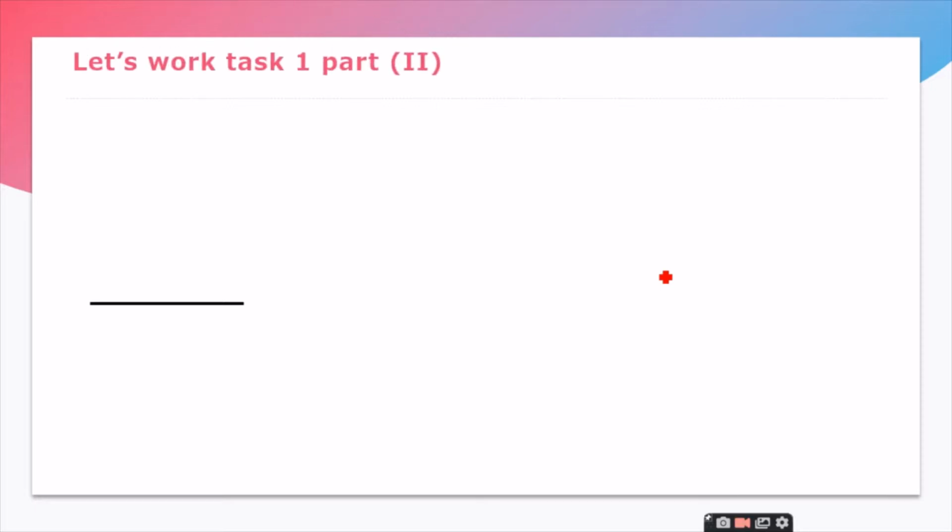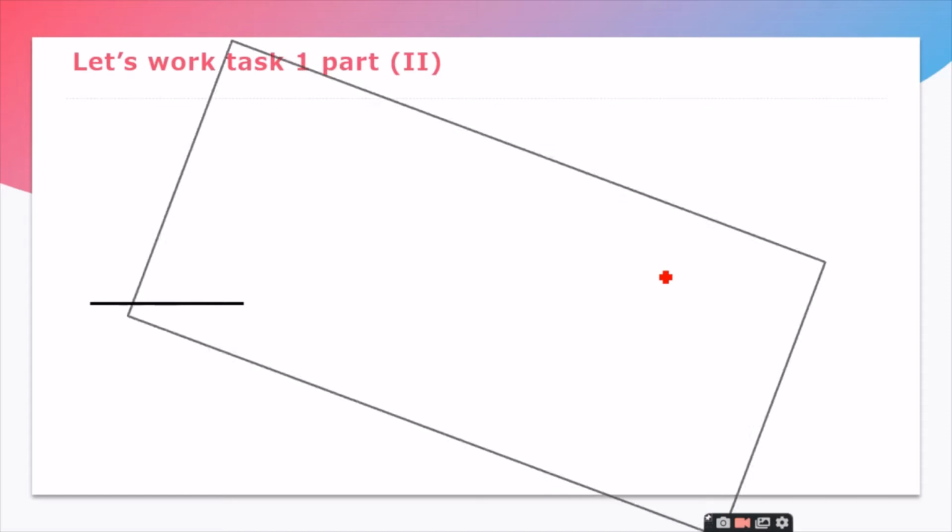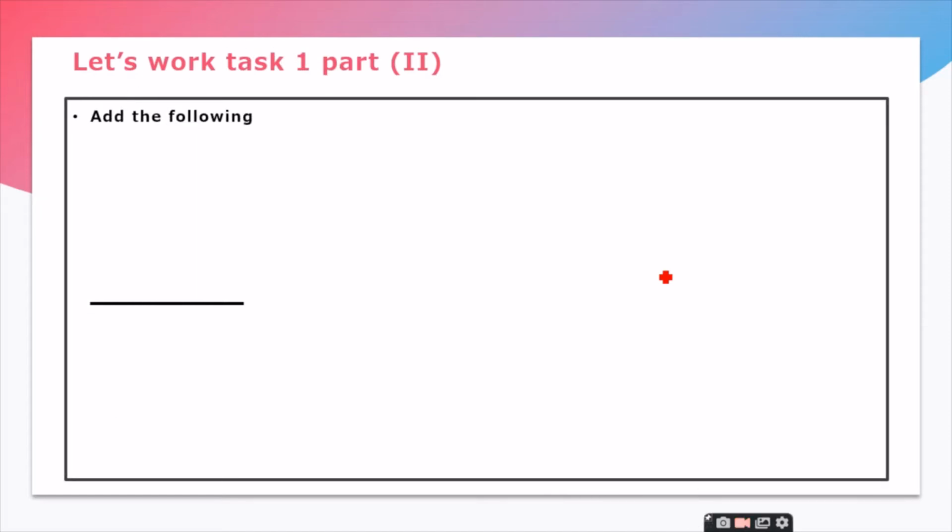Let's do the question. Let's work Task 1, part 2. Add the following. We have two decimal numbers, 230.55 plus 0.503. So in the first step we line up the decimals vertically like this, and in the second step we add 0 where it is needed. So we add 0 over here and zeros over here to make the numbers like decimals.